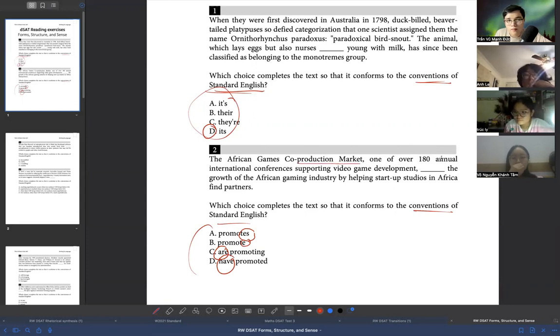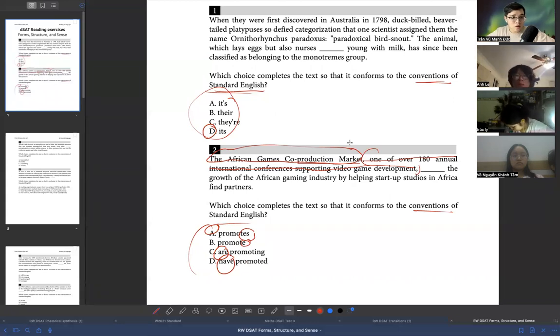So let's see. The African Games production market, one of 180 annual international conferences. So you see, this is a modifier. This is just a supporting clause, so it's non-essential. I'm going to cross them out and choose A because the subject is singular. This is one of the very common tricks in the SAT book, a very old trick. So don't be fooled by this question, guys.